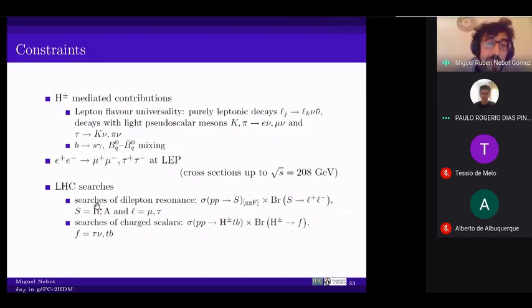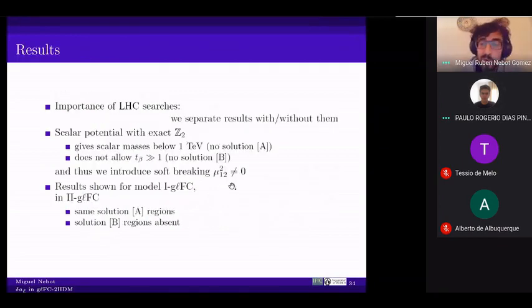And since there are searches at the LHC, well, dilepton searches, typically with gluon fusion production, and also some searches involving the charged scalar, you collect all those constraints, implement them, and crunch your numbers.